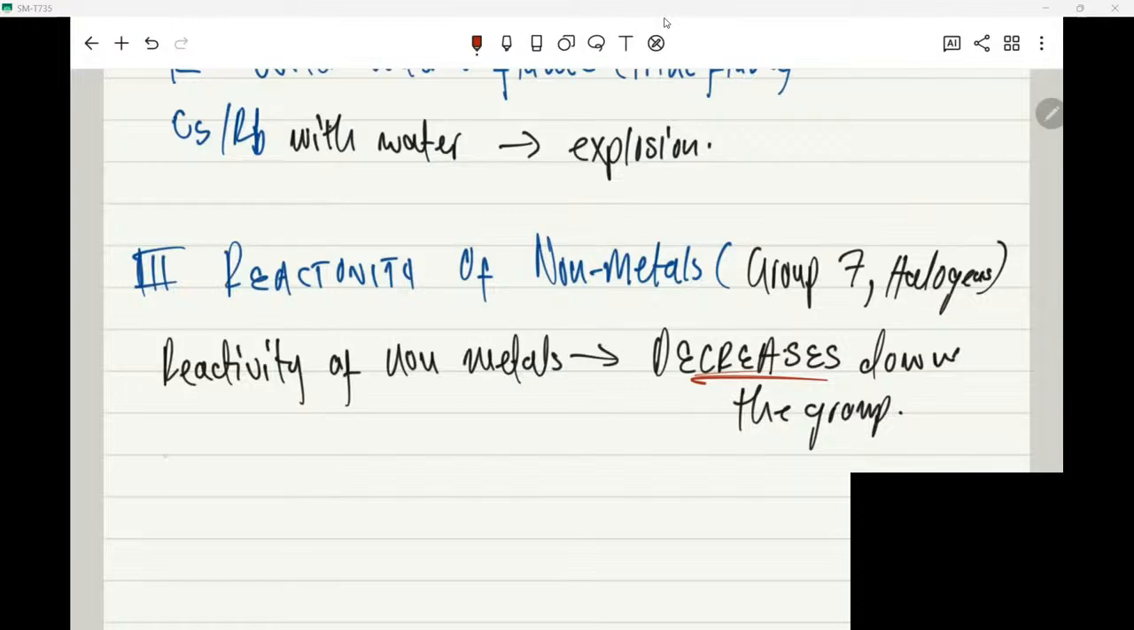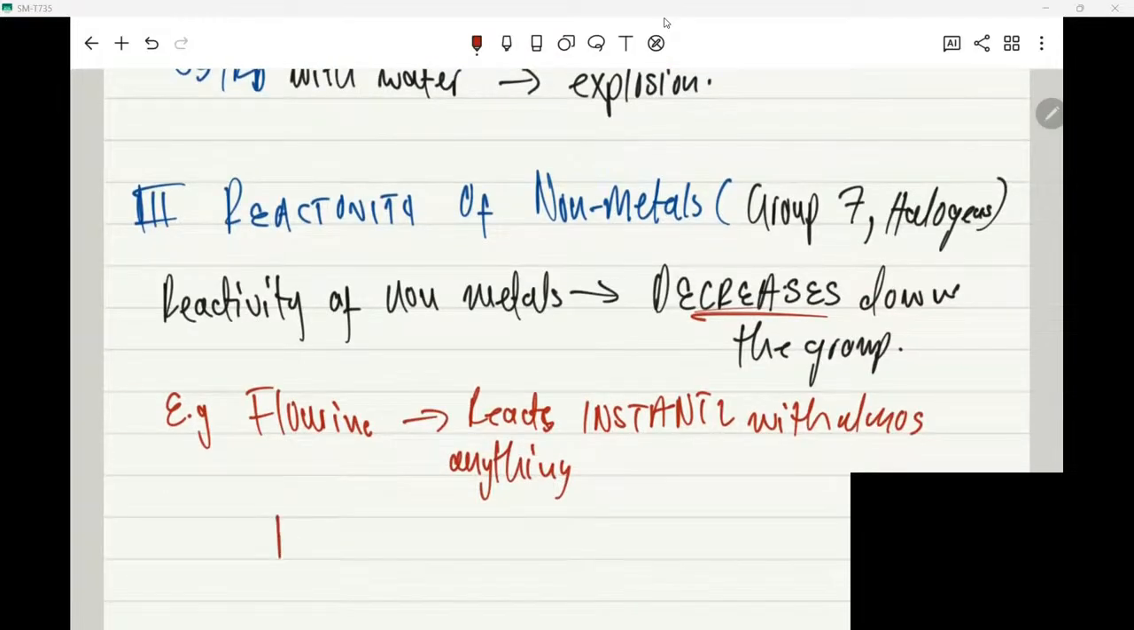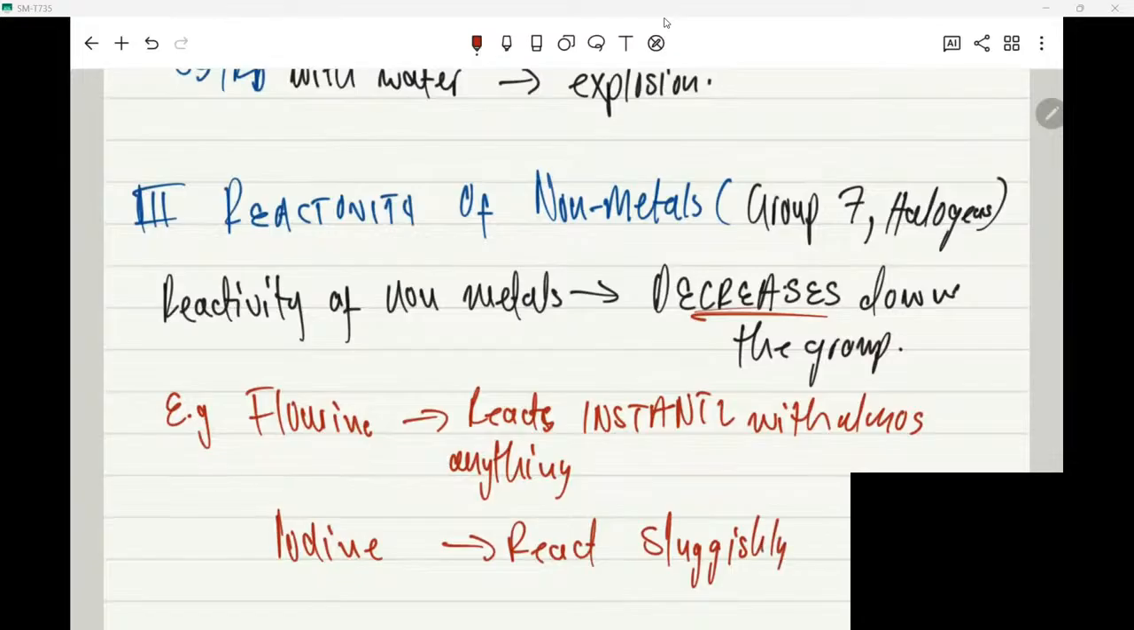What you must then say is, for example, fluorine reacts instantly with almost anything. It's the one at the top, by the way. And then iodine, which is lower, not at the top, will react sluggishly with things, while fluorine reacts almost instantly. Can you see this? I hope you can see it.